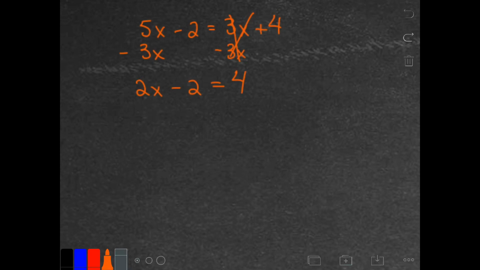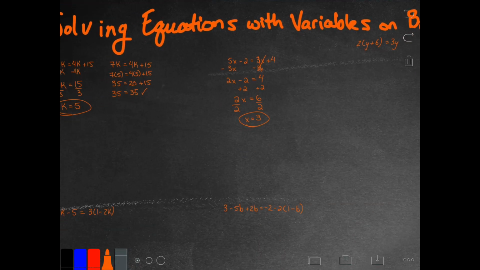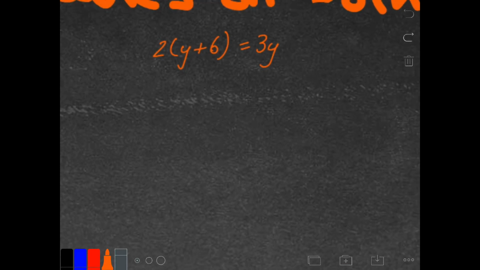And this looks like a little two-step equation, so we need to undo the subtraction by adding 2. That's going to give me 2x equals 6. And then we divide by 2 and get x equals 3. And I circle my answer to show my teacher what I am thinking.